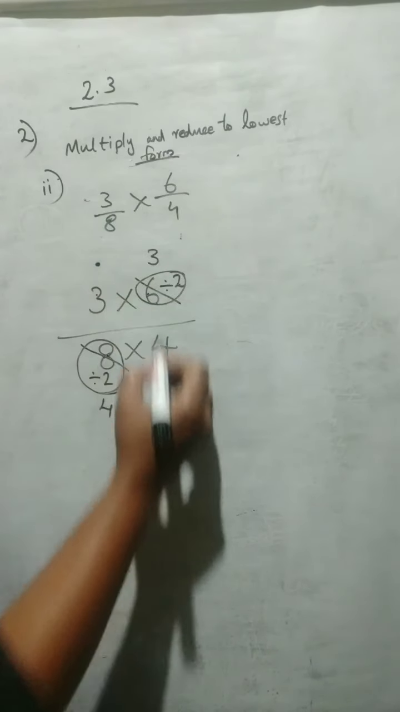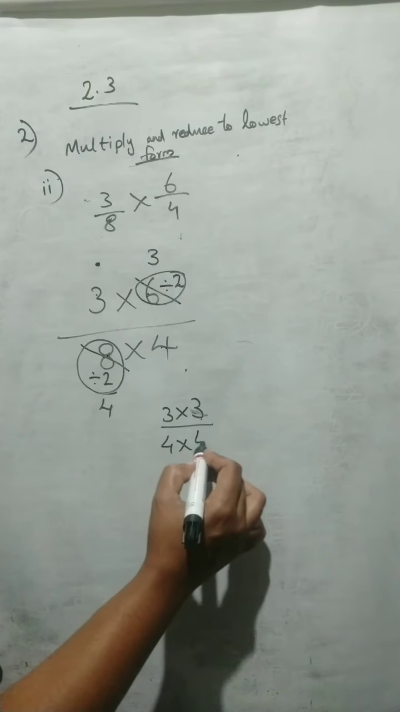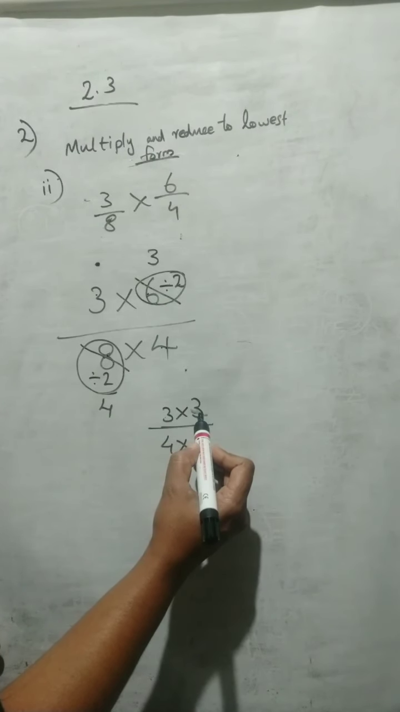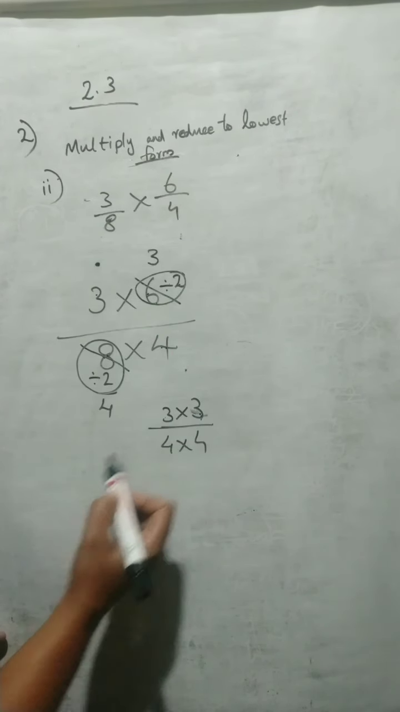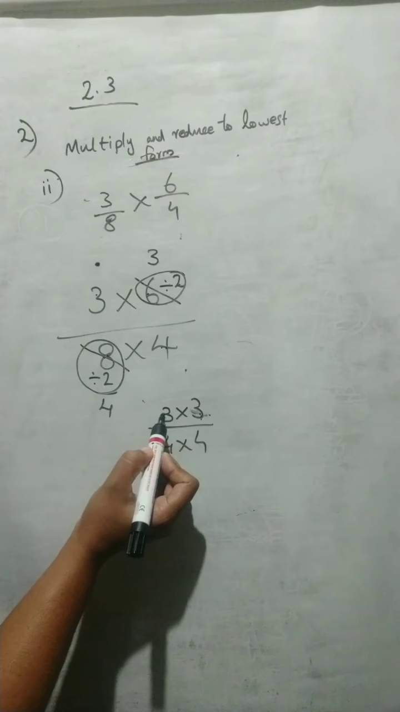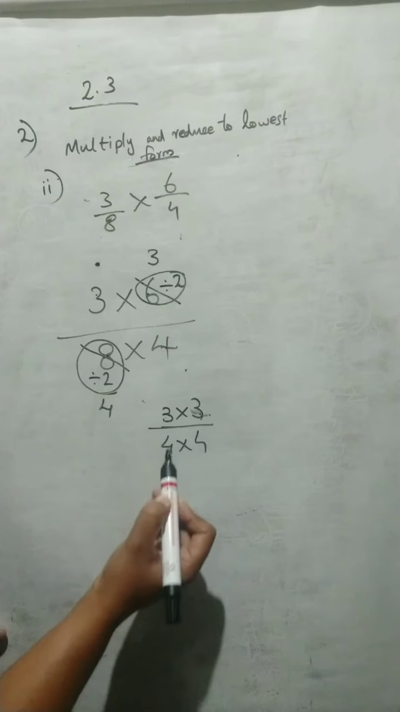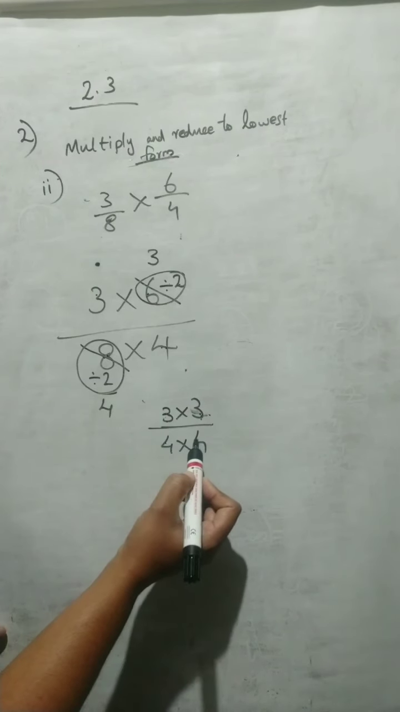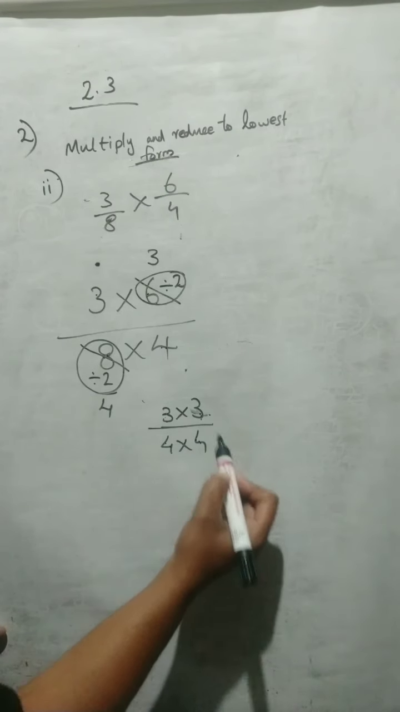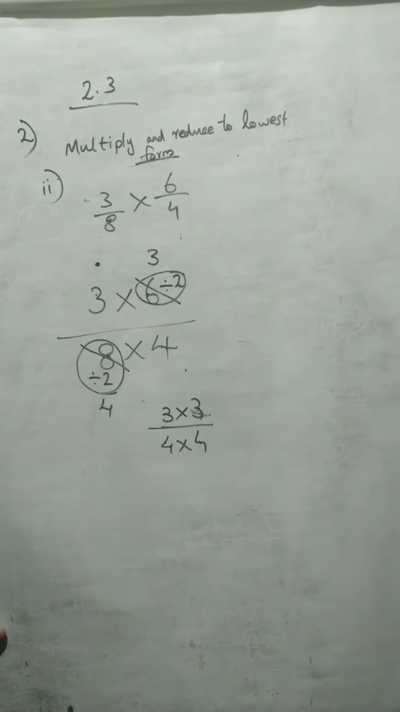So here 3 times 3 and 4 times 4. Here 3 and 3 are in the numerator. Can we cut these two? No. Why? Because we cannot cut numerator and numerator. If we are ready to cut one numerator by the same number, at that time we have to cut the denominator also. Here 4 and 4 are there. Can we cut? No, because 4 and 4 are both in the denominator. Not 1 in the numerator, 1 should be there in the denominator.